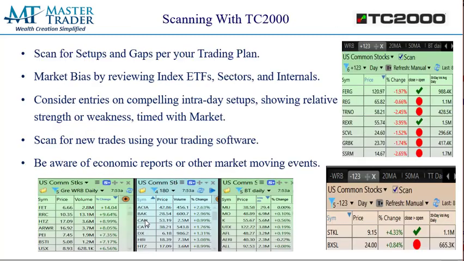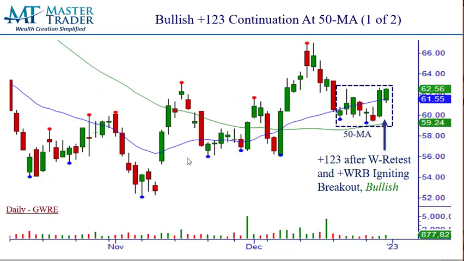We use TC2000 for scanning, both for day trading, swing trading, and even long-term trading. This wide range bar is an excellent place for finding bullish and bearish setups, reversals. And of course, this is our 1, 2, 3 continuation scan up here in the upper right, where I found the majority of these trades I'm going to share with you right now.